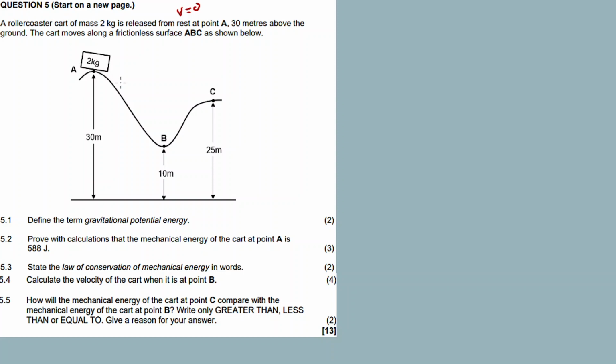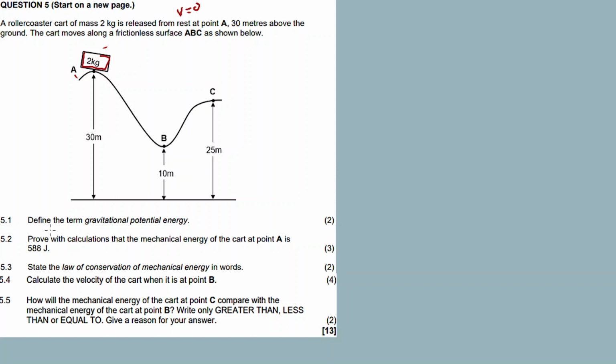Alright, roller coaster ride, you move from A to B to C. They should have extended this thing maybe by 3D or something to be more convincing. But anyway, it's just a rough sketch.